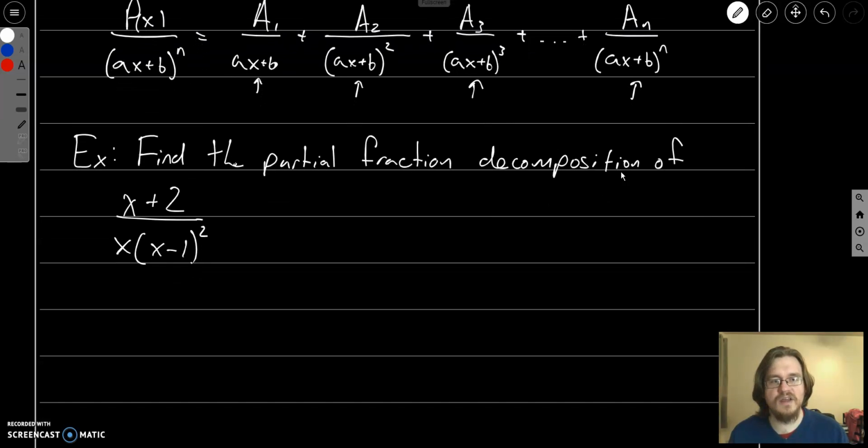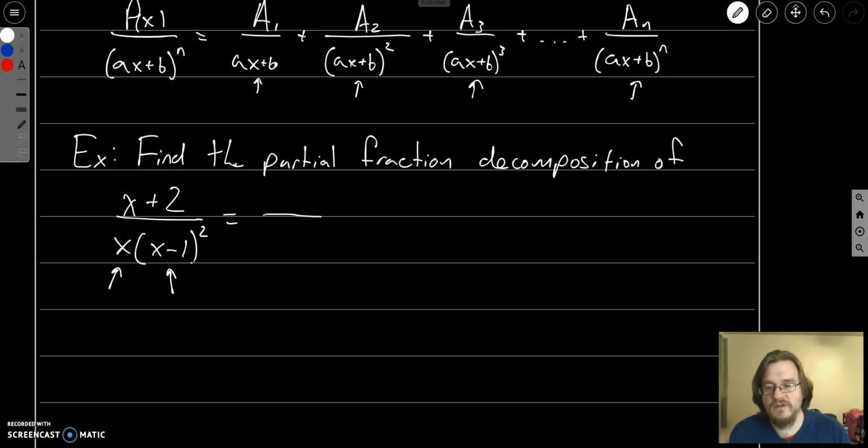So here we have 2x divided by x times x minus 1 squared. So we want to find the partial fraction decomposition of this guy, and the first order of business is to identify what all the factors are. Well, we have one factor, which is x, and we have a repeated factor, which is x minus 1. And x minus 1 has been repeated twice.